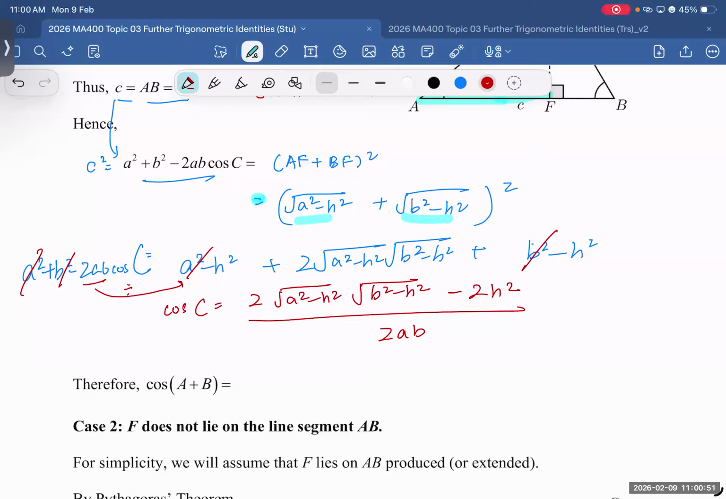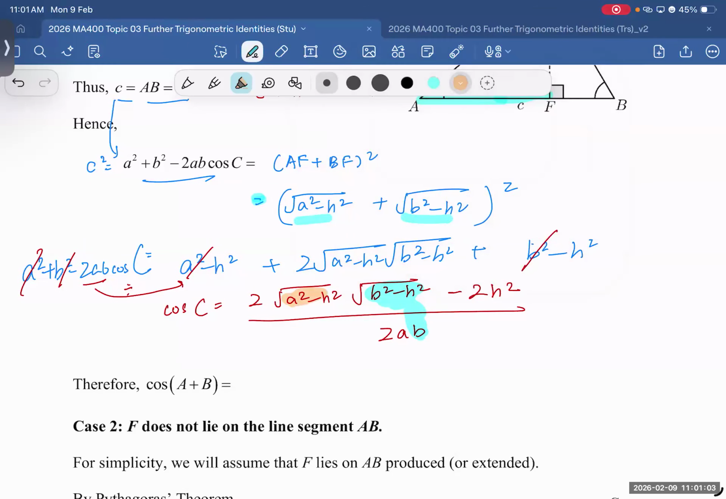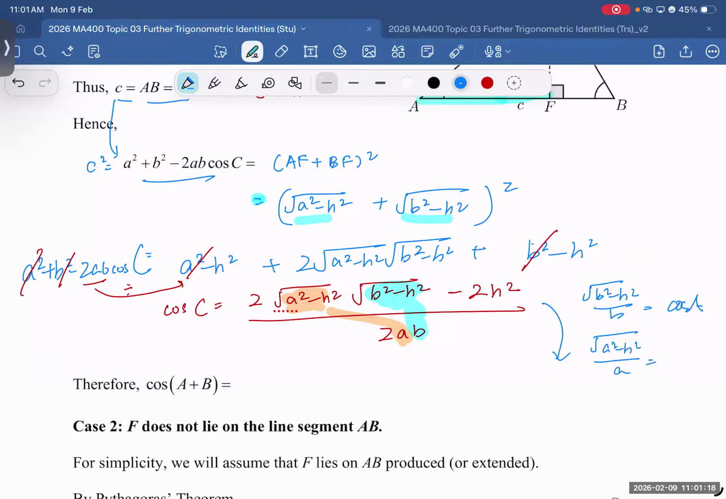Okay, now, what is B squared over B? What is this over this? So over here, the square root of B squared minus H squared over B is equal to cosine A. You can verify, the square root of A squared minus H squared over A is equal to cosine B.